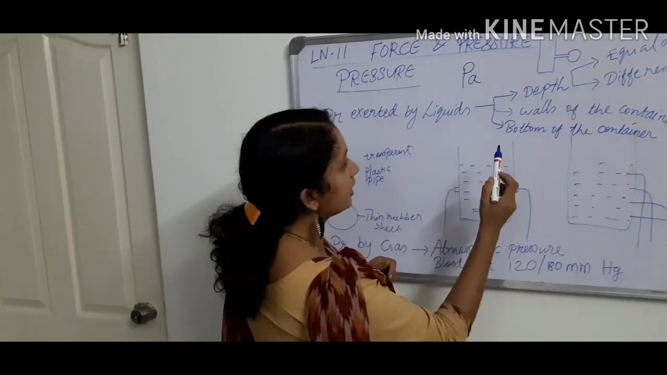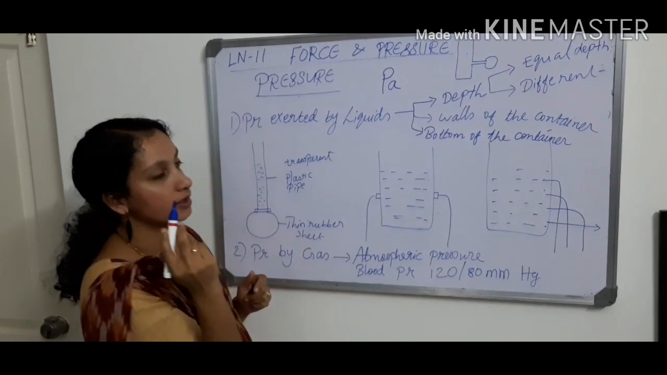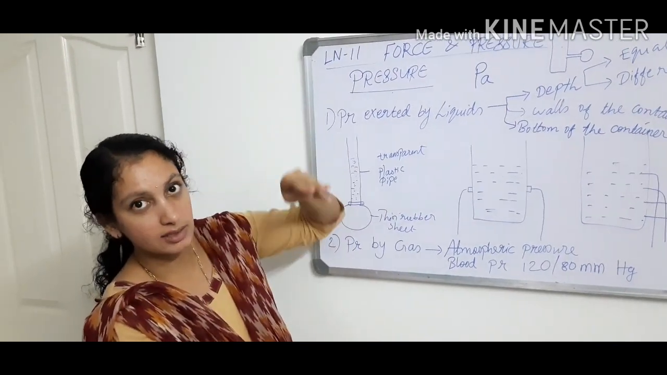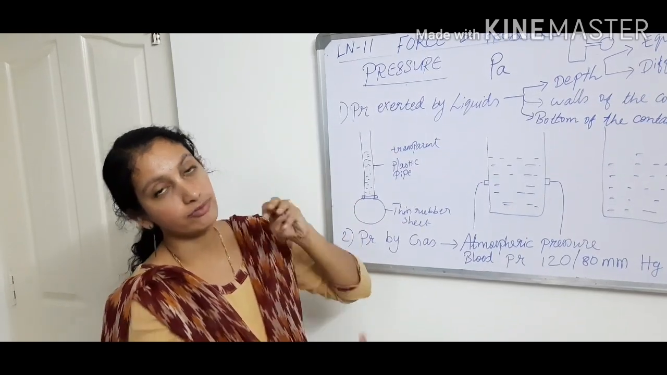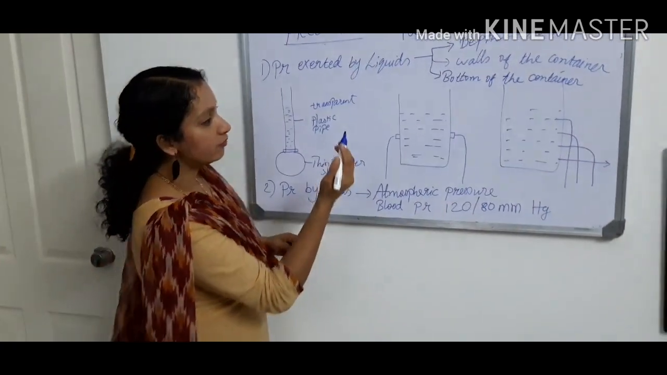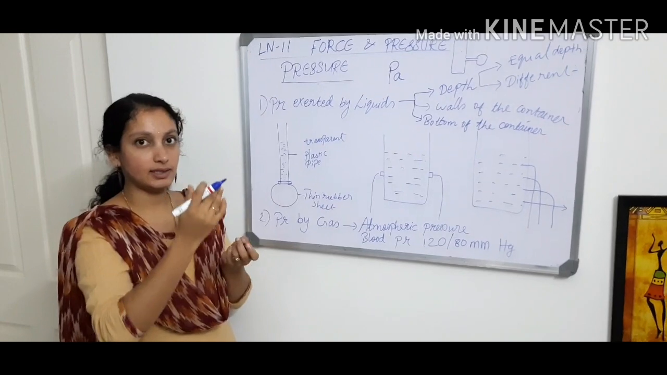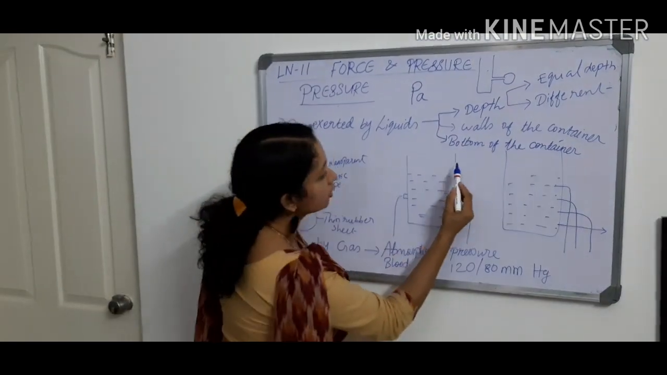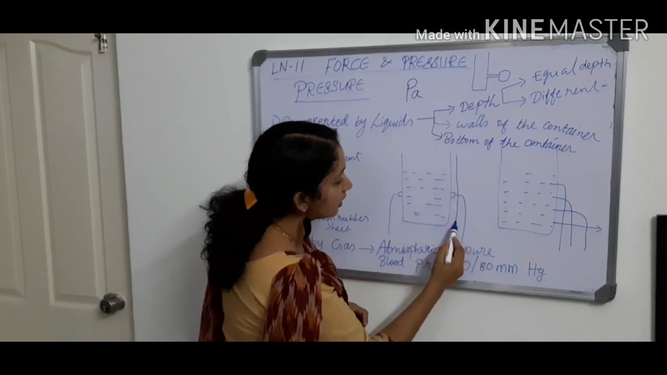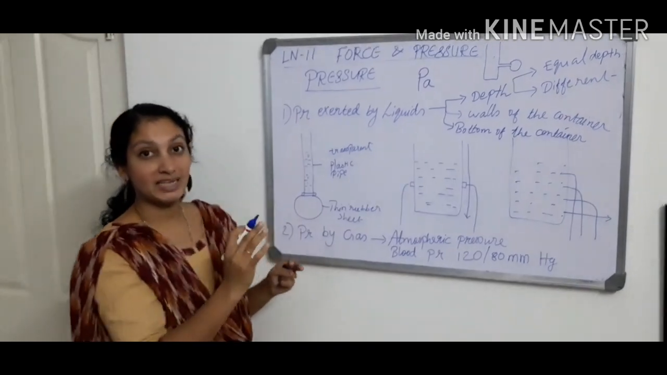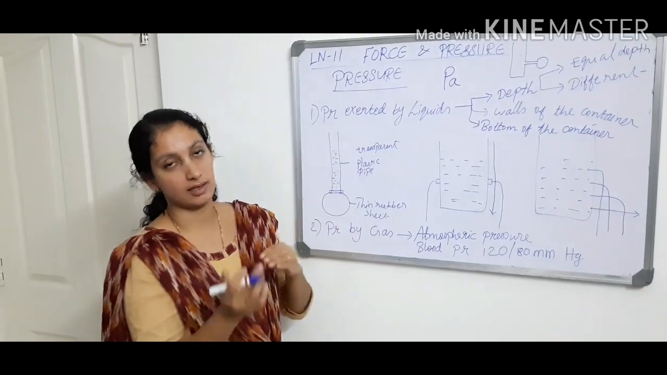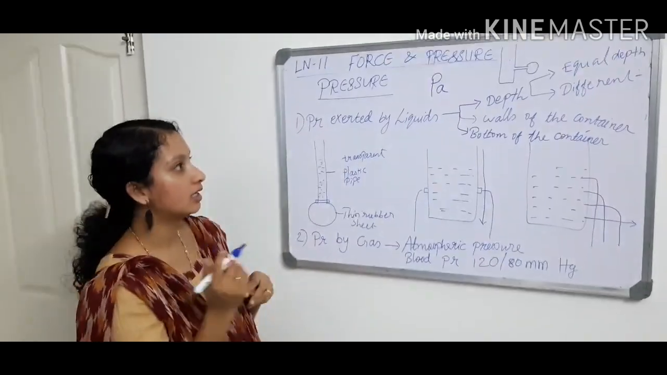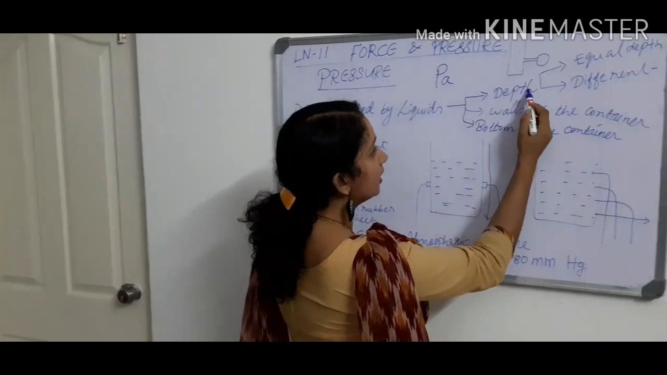The first one is depth. Always the pressure is exerted towards the bottom of the container. Once the container has more water, from top to bottom, the pressure is increasing. So as depth is increasing, the pressure is also increasing.